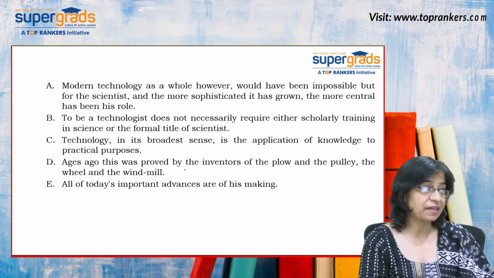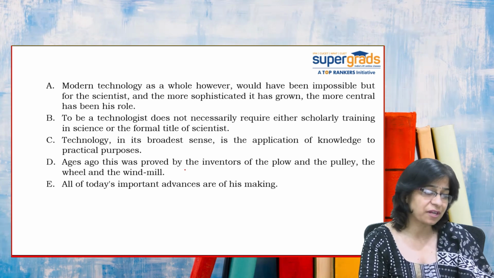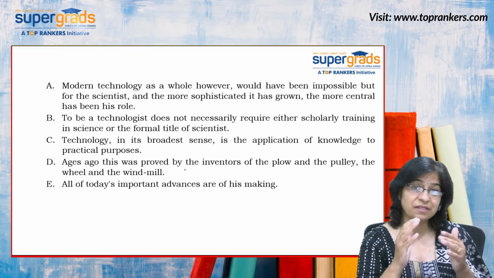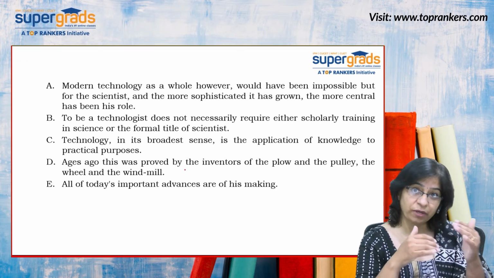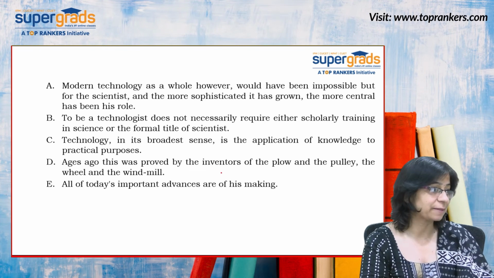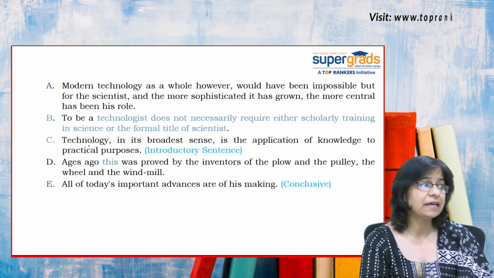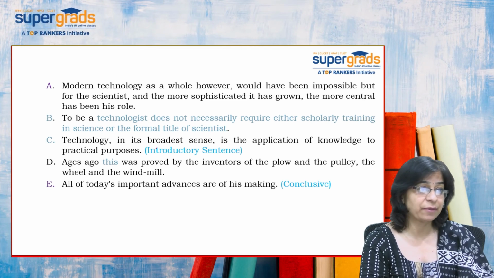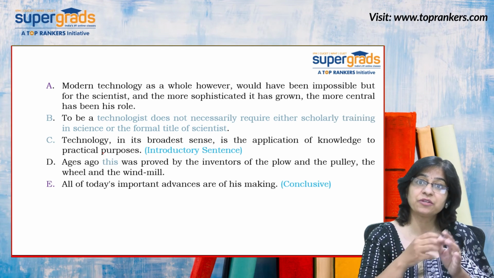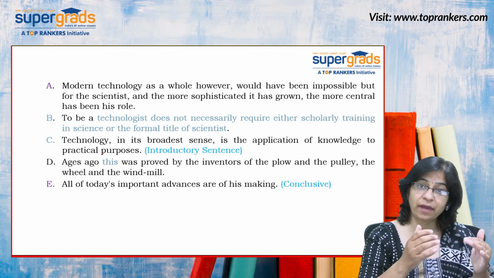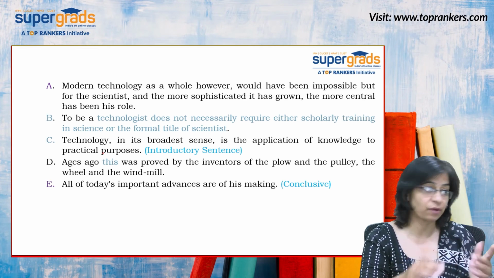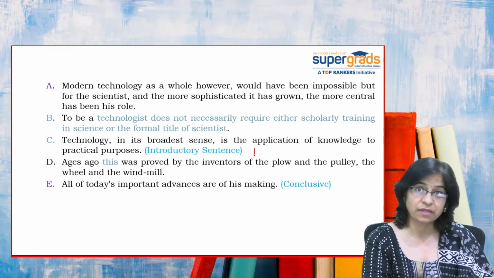Now, don't you think sentence C looks like a broad introductory statement, and sentence E is a very conclusive statement that's trying to conclude whatever has been discussed in the first few sentences? Now, let's deal with this together. Technology in its broadest sense is the application of knowledge to practical purposes. See, your introductory statement would be an introduction to a thought. The entire paragraph that is to follow will talk about technology and its application of knowledge. So this one becomes your sentence number one.